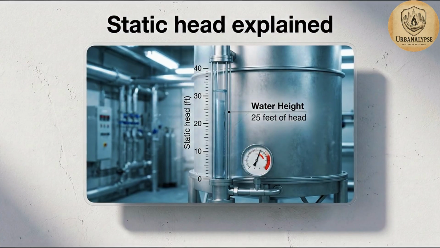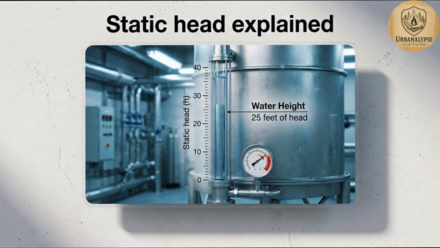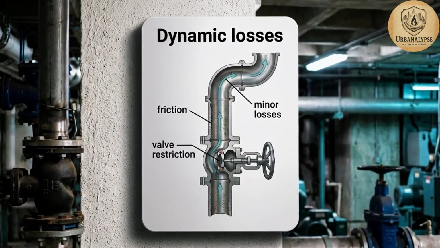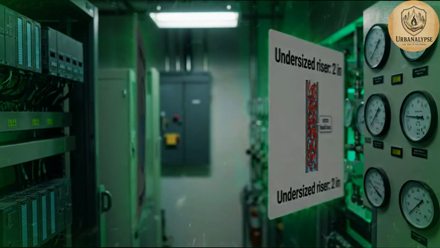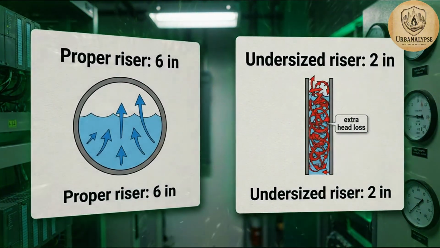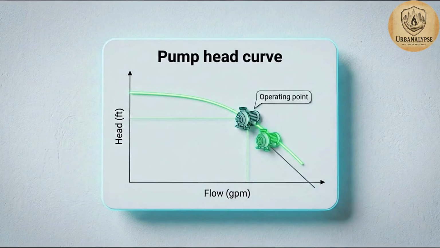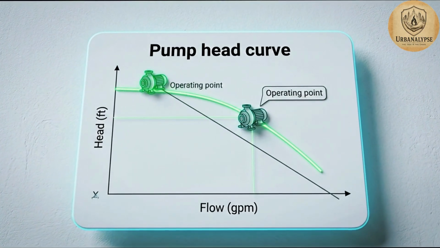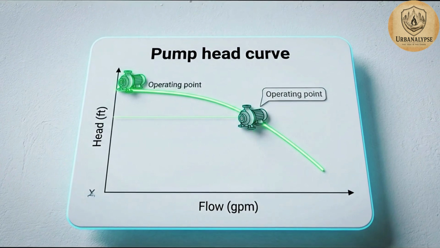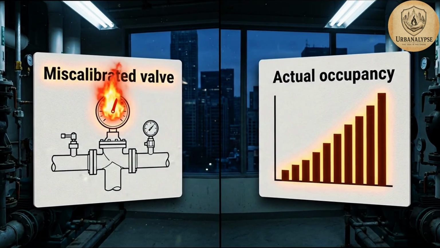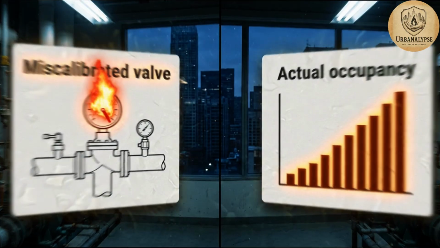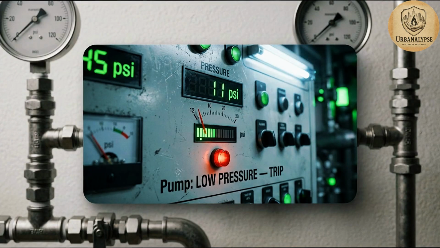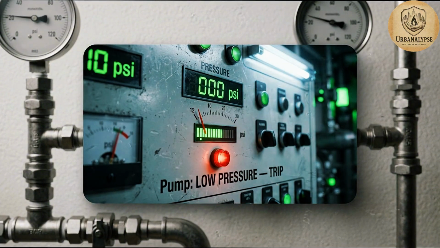Static head is the pressure generated by the weight of the water column above the pump. Dynamic losses are what friction, valve restrictions, and undersized risers subtract from that head before water reaches your tap. A booster pump is selected against a head curve, a performance graph defining the pressure it sustains at a given flow. When balancing valves are miscalibrated, or when the system was sized for an occupancy it outgrew, the operating point drifts off that curve. Pressure at the control sensor drops.